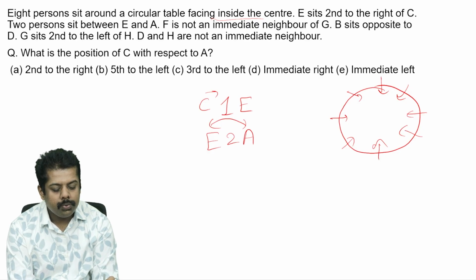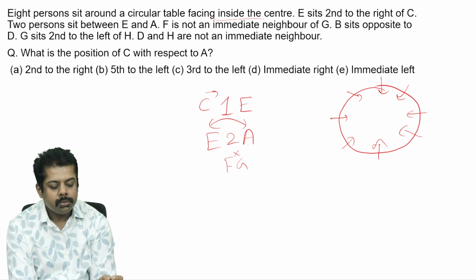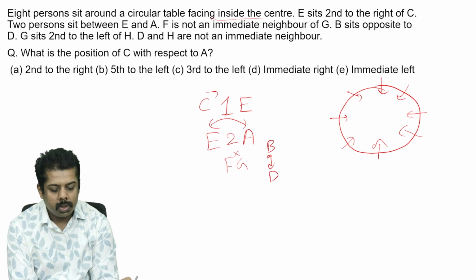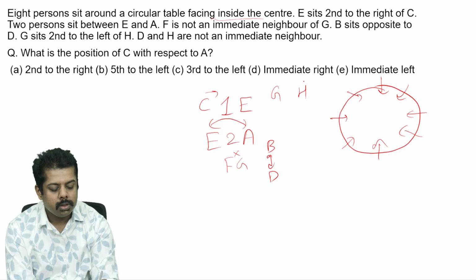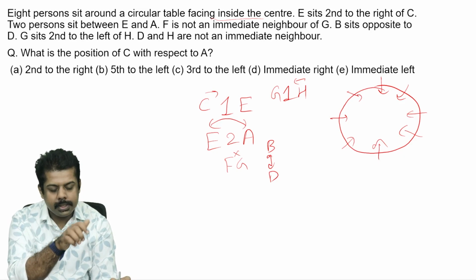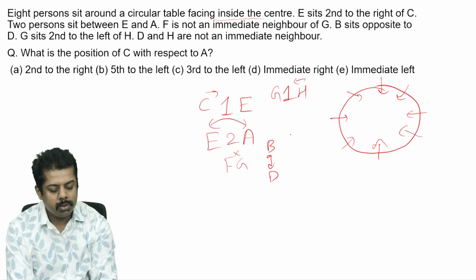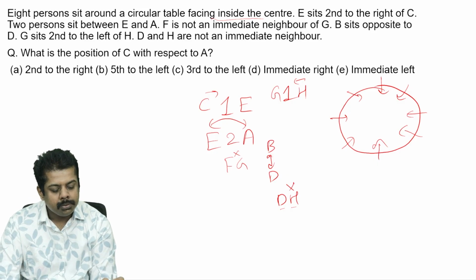Now the next point, F is not an immediate neighbor of G, so F and G are not going to be neighbors here. Now B is sitting opposite to D, so B is opposite to D. Next, G sits second to the left of it, so G is going to sit second to the left of it. And the last point says that D and H are not immediate neighbors. So D and H are not going to be immediate neighbors.